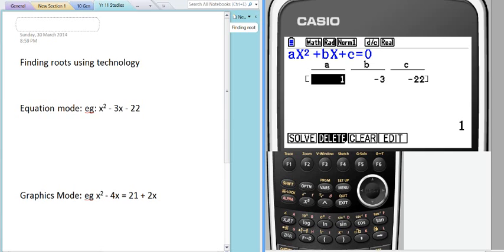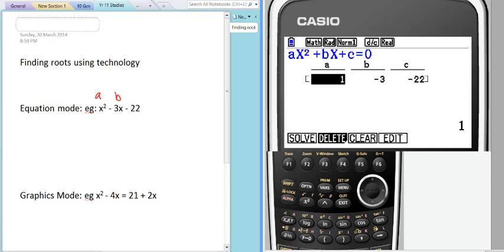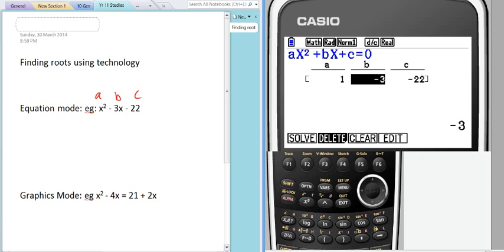Alright, now what it asks for is the coefficients, and up above it has the general form of a quadratic equation, ax squared plus bx plus c, and for us here is a, the coefficient of x squared, b, the coefficient of x, and c is our constant. And when we enter these in, it's very important we enter in the signs as well. So the coefficient of x squared for us here is 1, for x is negative 3, and for the constant is negative 22, and the signs must go in also.